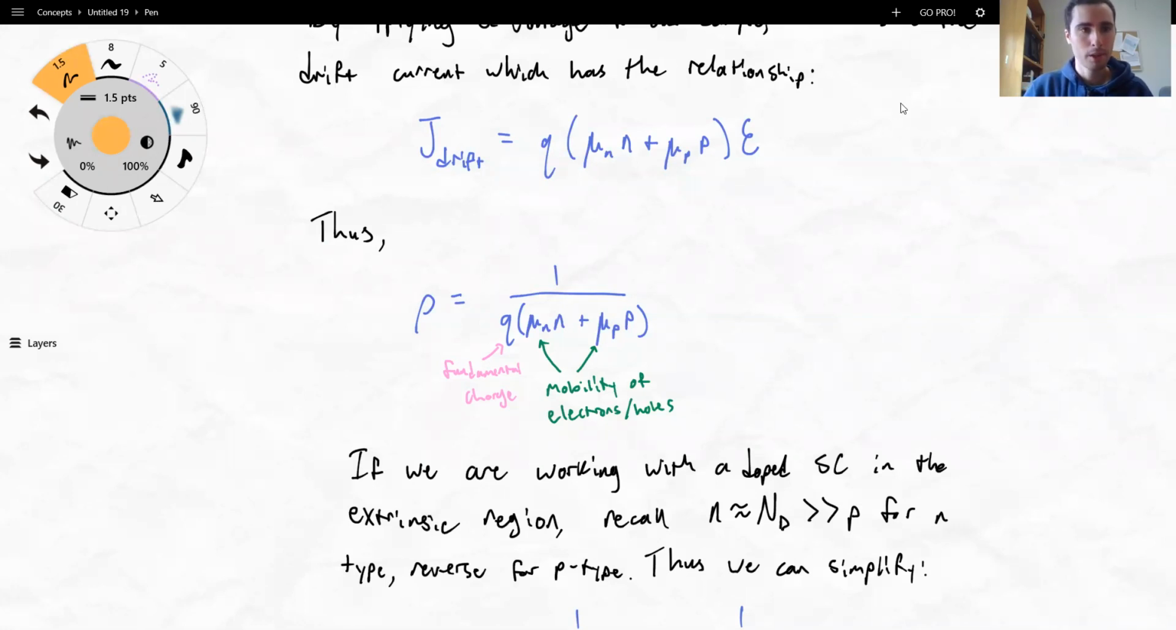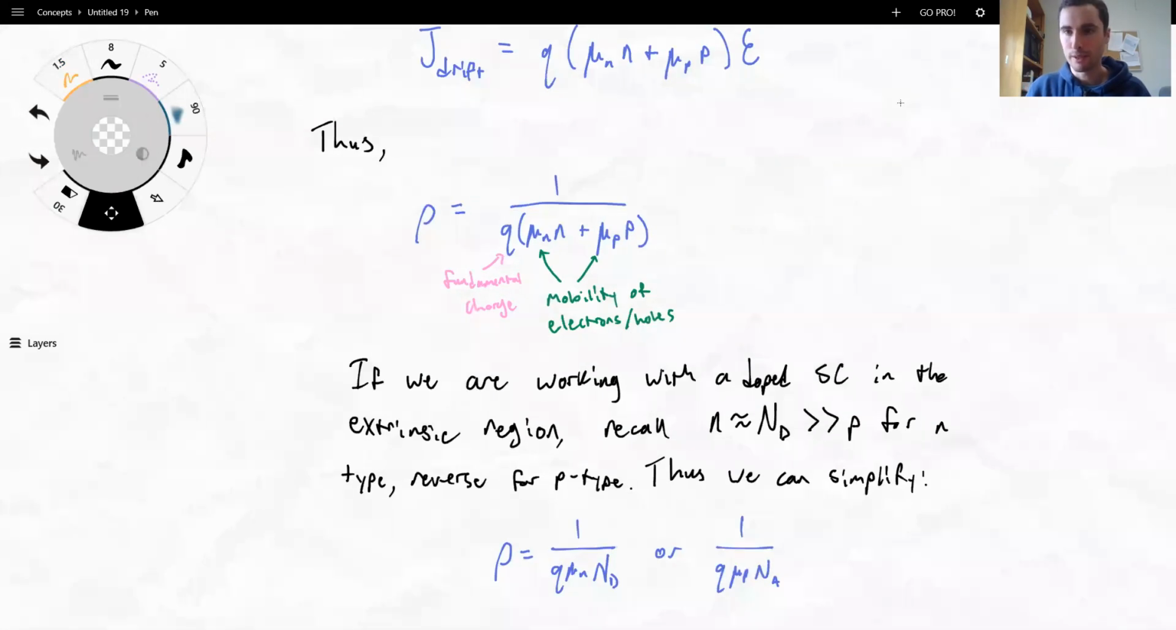Okay, so if we're working with a doped semiconductor in the extrinsic region, recall that, let's say we're doing an N-type, and we have N-type dopants. We have a bunch of donors in our crystal. That means that the concentration of electrons is approximately equal to the concentration of our donors, which should be way bigger than the concentration of holes. Or for p-types, it's reverse. So the concentration of holes is approximately equal to the concentration of acceptors, which is much, much bigger than the concentration of electrons.